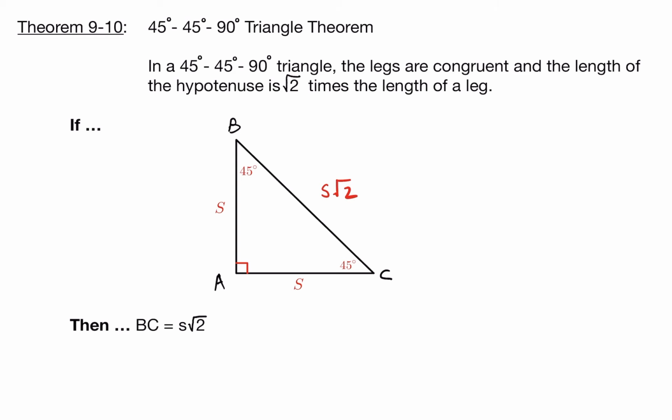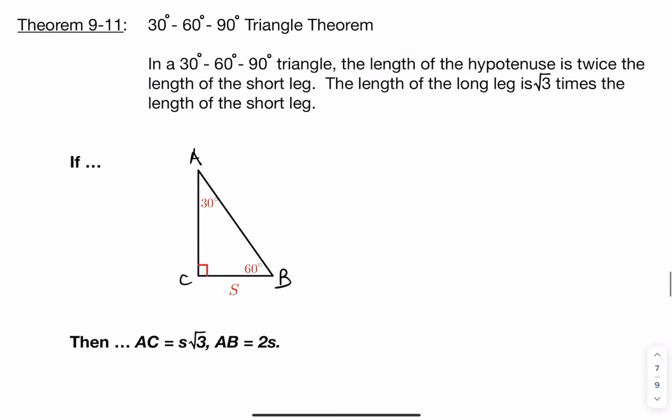And then the second special right triangle is called the 30-60-90 triangle theorem. In this special triangle, the length of the hypotenuse, so this length here, is going to be twice the length of the leg opposite the 30 degrees. Here's 30 degrees, which means the opposite side is going to be half the length of the hypotenuse, and the length of the leg opposite the 60 degrees is going to be the length opposite the 30 times square root of 3.